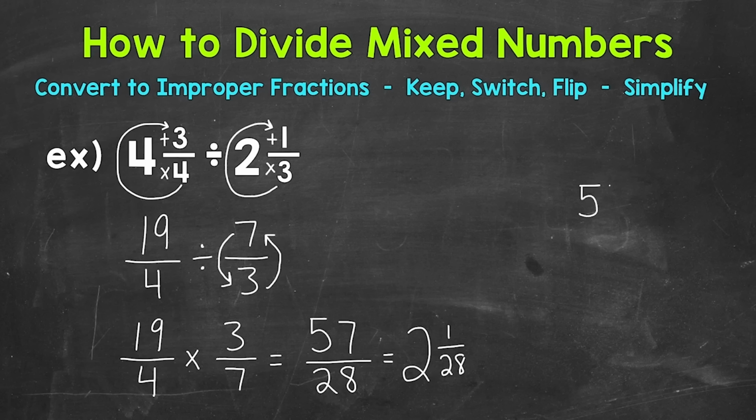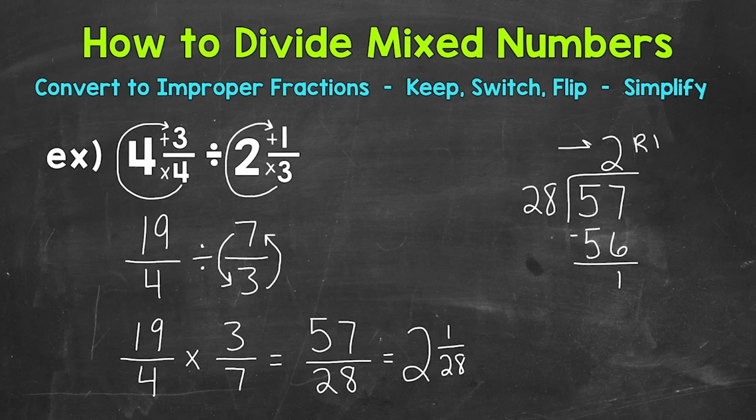So we have 57 divided by 28. So we need to think how many whole groups of 28 out of 57. Well, we said that's 2. That gets us to 56. So 2 times 28 is 56. So we get a remainder of 1. This 2 is going to be the whole number part of our mixed number, 2 whole 28s out of 57. And then this 1, the remainder, is going to be the numerator. And then we keep our denominator of 28 the same.